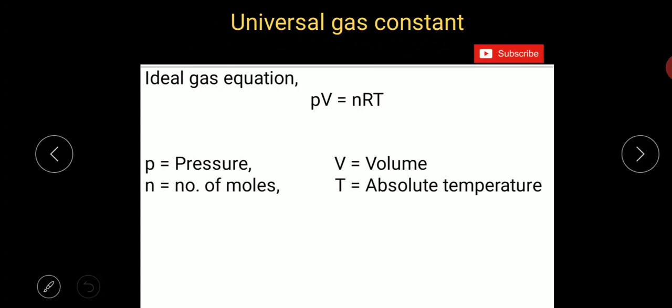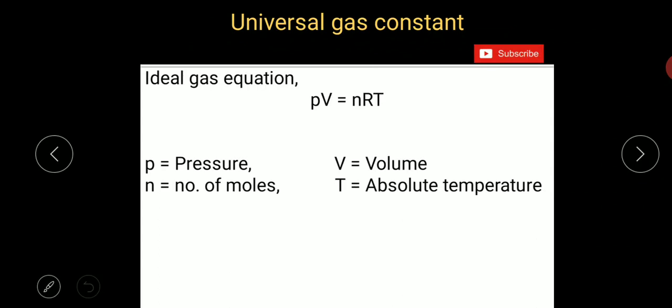There is an ideal gas equation PV is equal to nRT. In this, P represents pressure of the gas, V is the volume of gas, n is number of moles and T is absolute temperature, and R indicates universal gas constant.